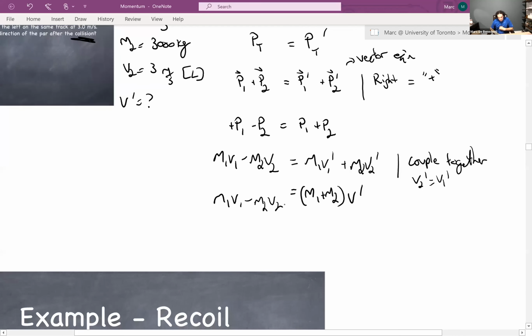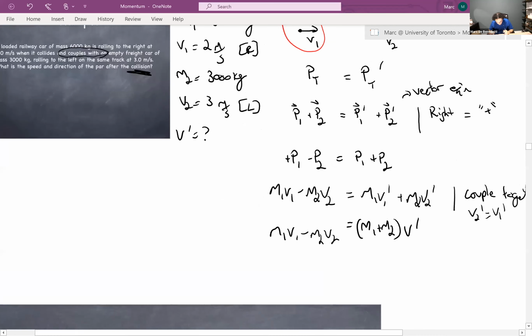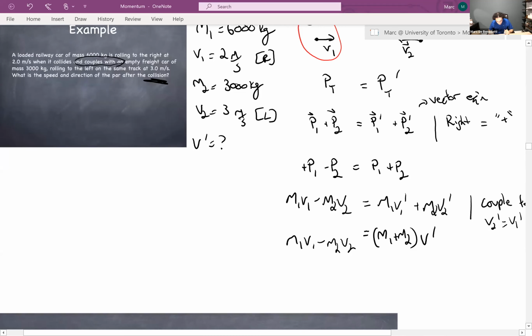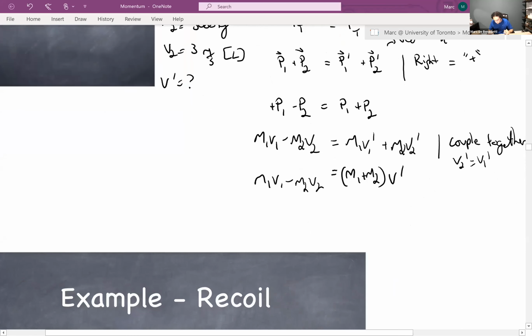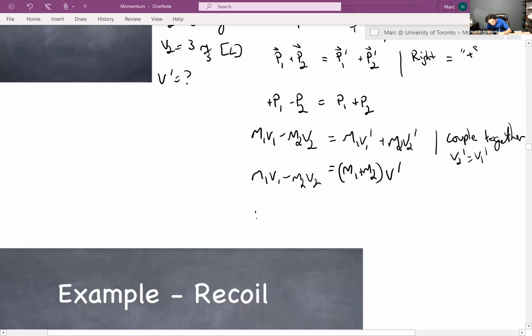Okay, I'm kind of losing track of what they're asking for. Let's just go back and see. What is their speed and direction after the pair collide? So they want to know the speed after. Okay, so let's solve for V prime. That's the speed after the collision. So that's going to be M1V1 minus M2V2 over M1 plus M2. And there you go.